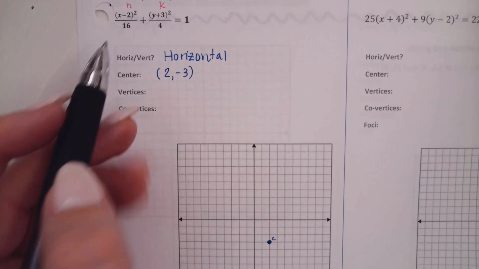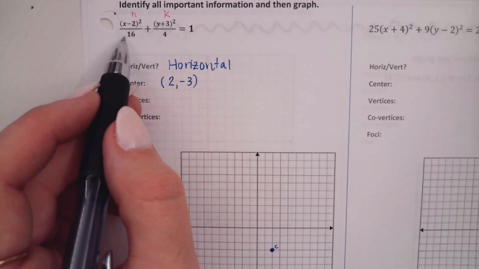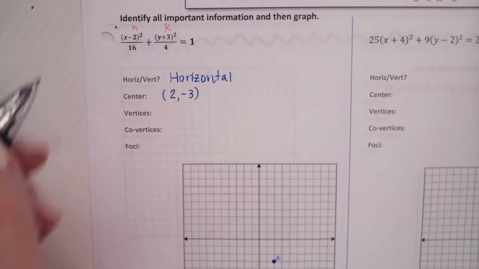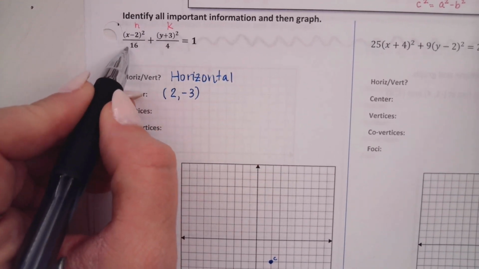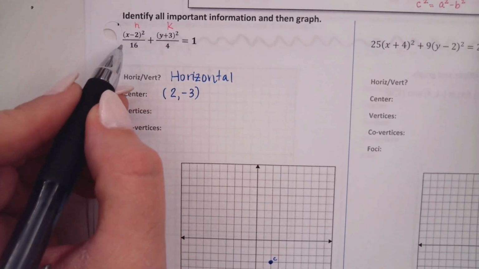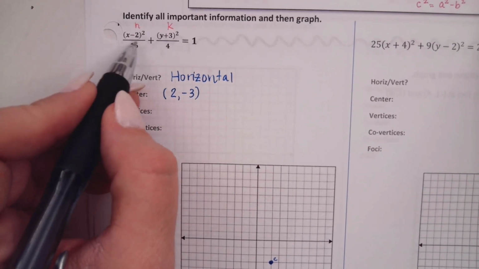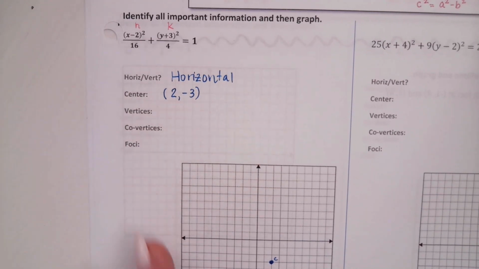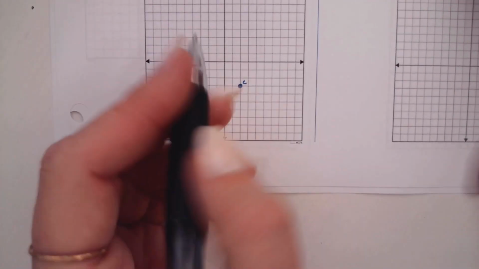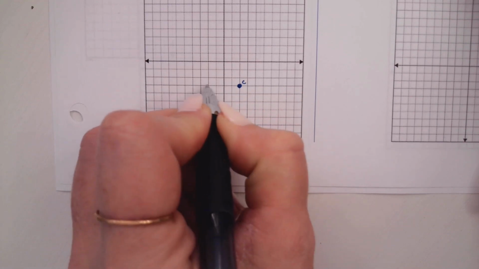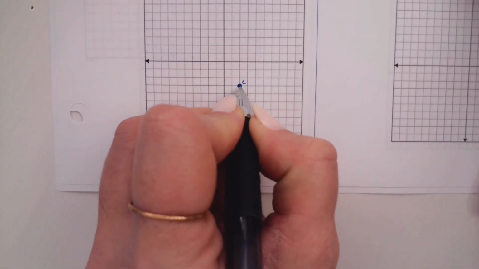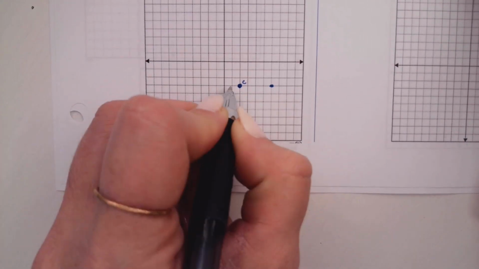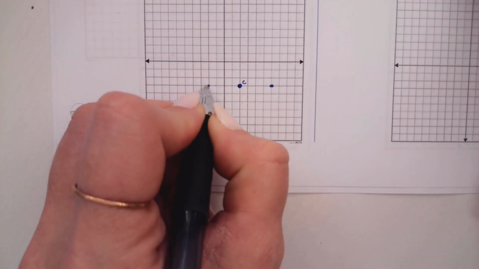Okay, now I'm going to use these two denominators here. Both of these are already squared. Whenever we use them, we want to use their square root. So square root of 16 would be 4. That means I need to count 4 from the center in the x direction, which would be left and right from the center. So from my center, I'm going to count 4 left and 4 right, because that square root of 16 was under x. 1, 2, 3, 4. 1, 2, 3, 4.